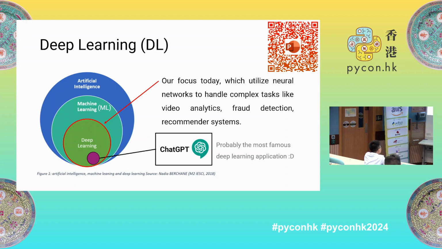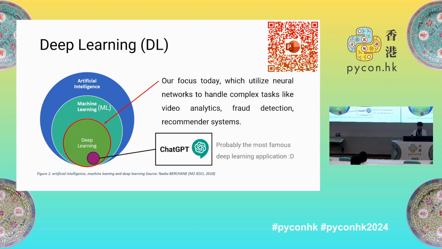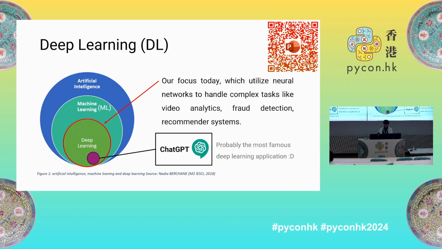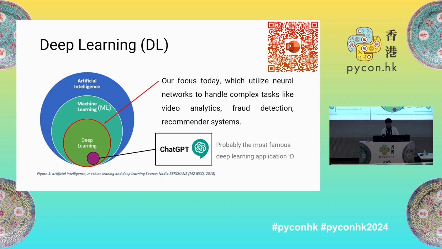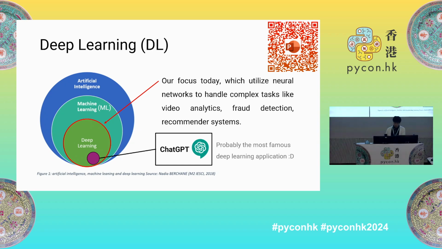So here we start from a bigger picture. The content for today is centered around deep learning, which, as you can see, is a subset of machine learning. And machine learning itself is a branch of artificial intelligence. In deep learning, we specifically focus on using neural networks to solve complex tasks, such as video analytics and natural language processing. For example, one of the most famous deep learning applications these days must be ChatGPT, which many of you are probably familiar with already.